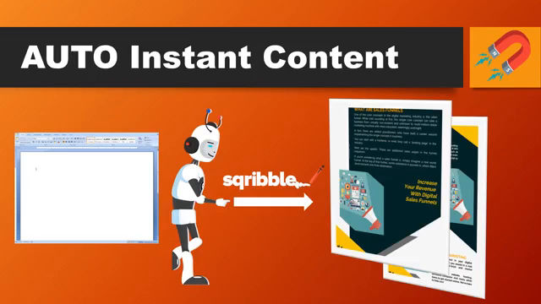Sqribble will allow you to populate your entire ebook with automatic, instant content. This is the big one. They've got an incredible content engine. With just a few clicks, it's going to fill out your entire ebook. So just keep watching to find out more about this.